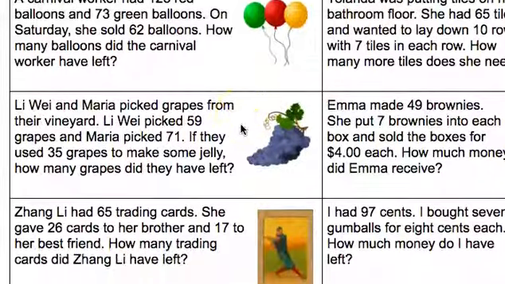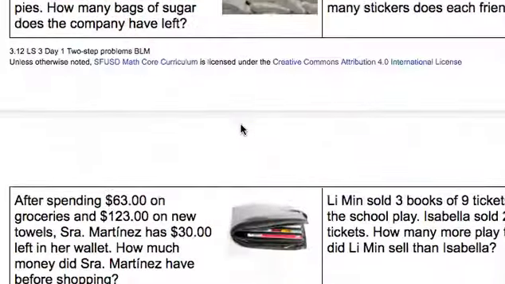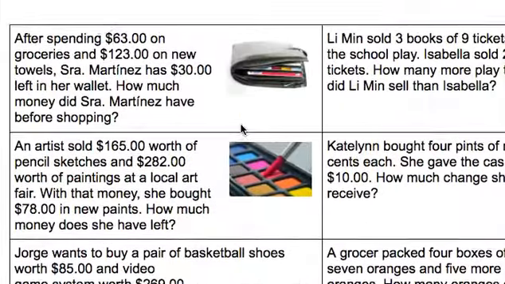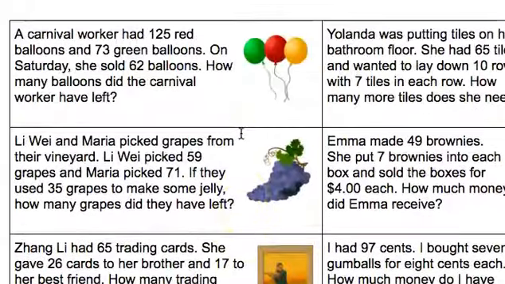Your first step is going to be to cut out all of these different story problems. After you cut them out, you're going to put them into two different categories. Either the problem involves equal groups or arrays, or the problem does not involve equal groups or arrays. After you put them in those two columns, then you'll solve for each story problem.